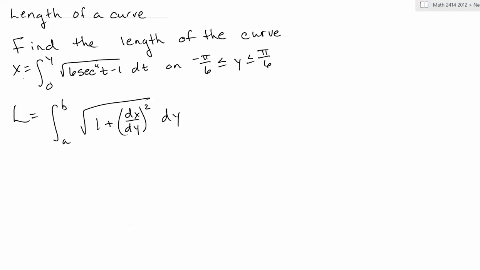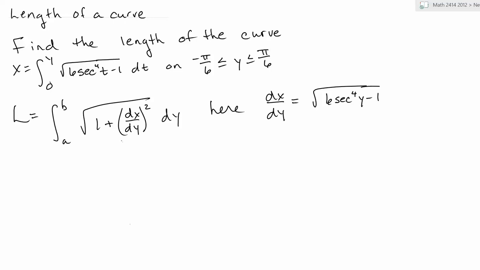And what's neat here is you remember from the fundamental theorem that if you wanted to find the derivative of x equals the integral from 0 to y of this function, the fundamental theorem of calculus tells us that it is basically just this interior function with y inside it. You would have learned that in Cal 1. So you can immediately see here that dx/dy is just going to be equal to the square root of 6 secant to the fourth y minus 1.